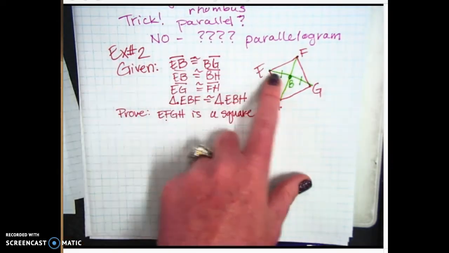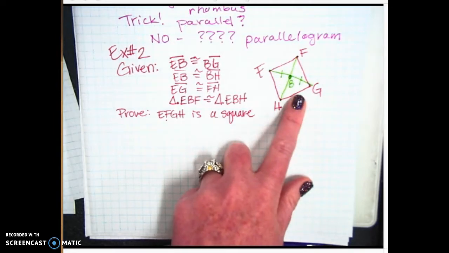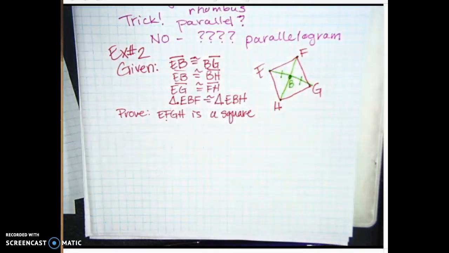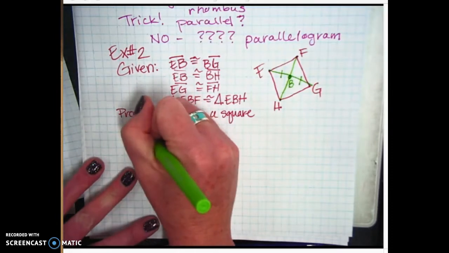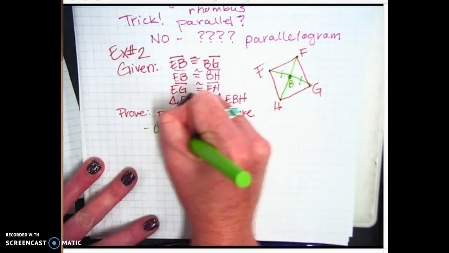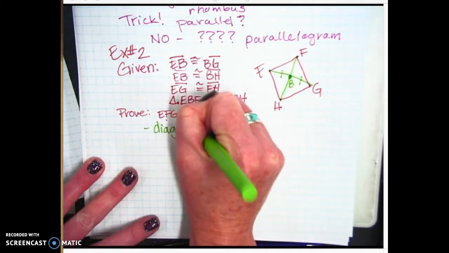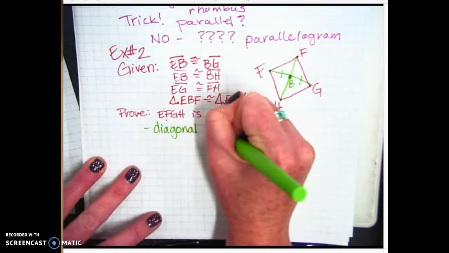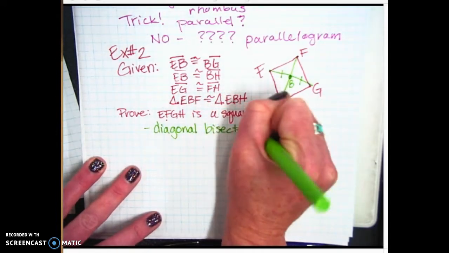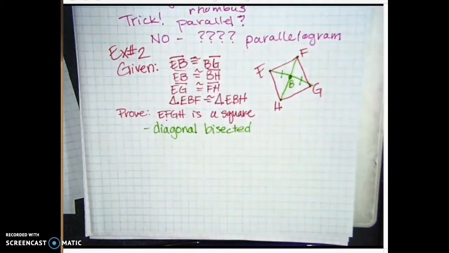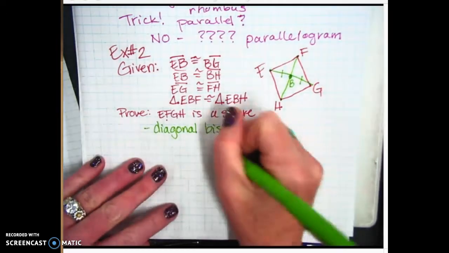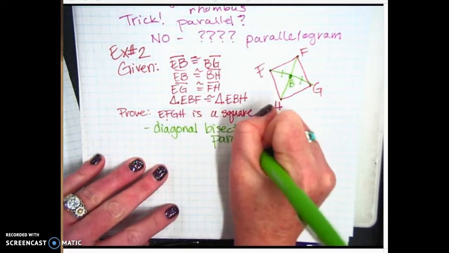That diagonal is now bisected, right? If that diagonal is bisected, what condition does that prove? It's not on today's list. No, it's on the other day's list. What did the other day's list prove? Yes, parallelogram. It proves that it's a parallelogram.